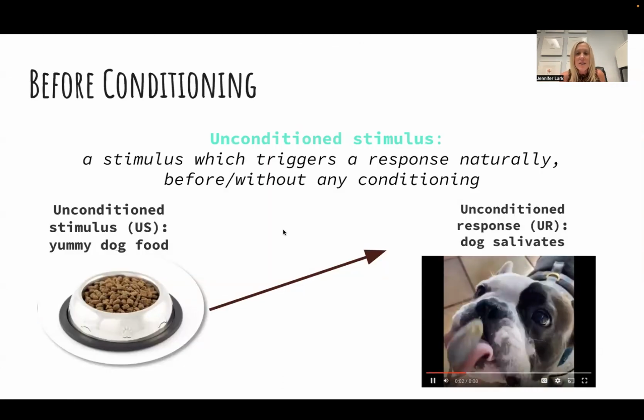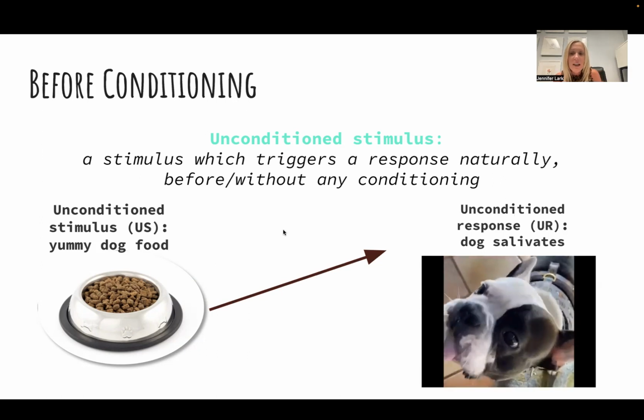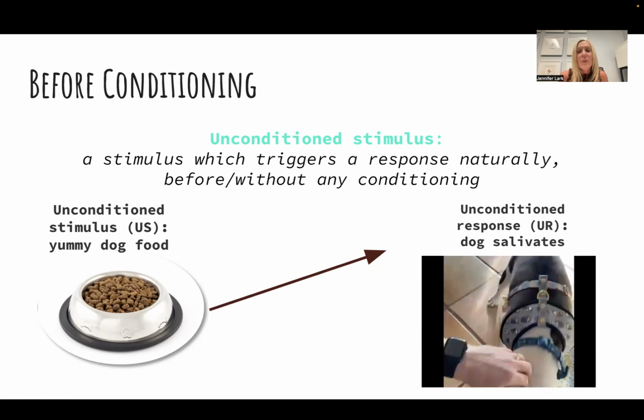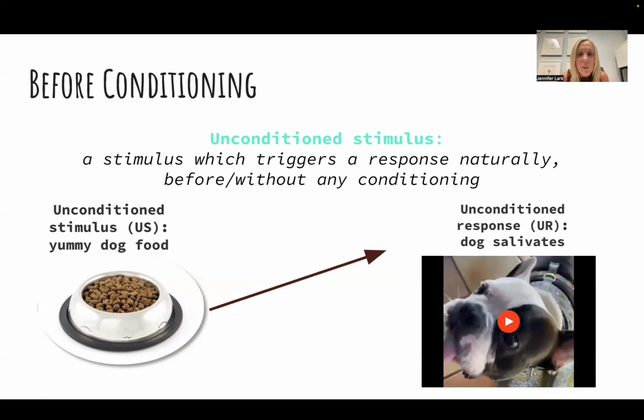Let's talk about unconditioned stimuli and unconditioned responses. An unconditioned stimulus is a stimulus that triggers a response naturally, before or without any conditioning. In this case, the unconditioned stimulus is the yummy dog food. It's something in nature that causes a natural response. The unconditioned response is that the dog salivates. It has no control over it. It's a reflex. It naturally happens, okay?